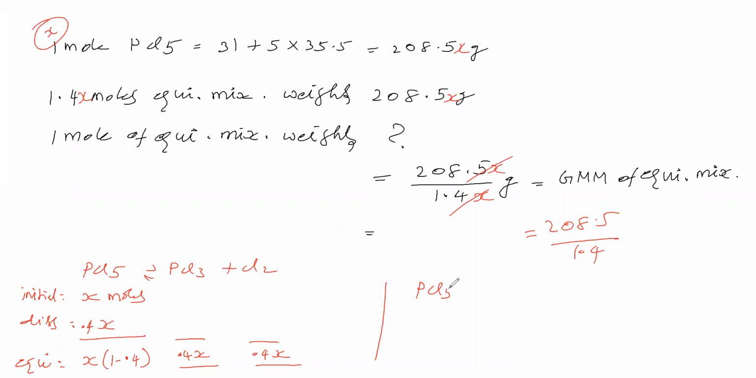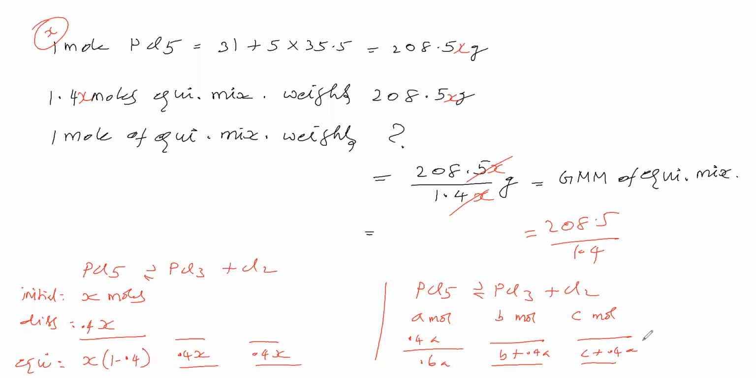Suppose PCl5 gives PCl3 plus Cl2. Initially I am taking A moles of PCl5, B moles of PCl3, and C moles of Cl2. The degree of dissociation is 0.4, therefore 0.4A dissociates, and 0.6A remains. PCl3 will be B plus 0.4A, and Cl2 will be C plus 0.4A. Now, if you see, there are unknown terms B and C also.